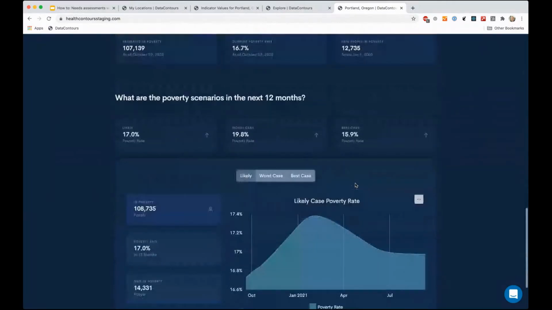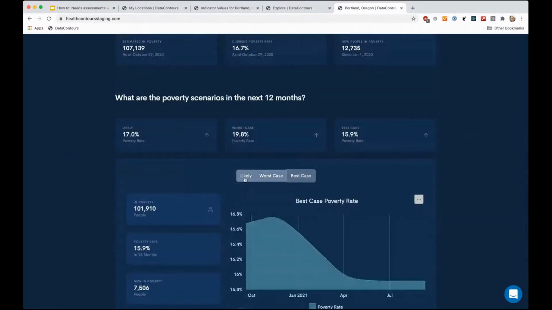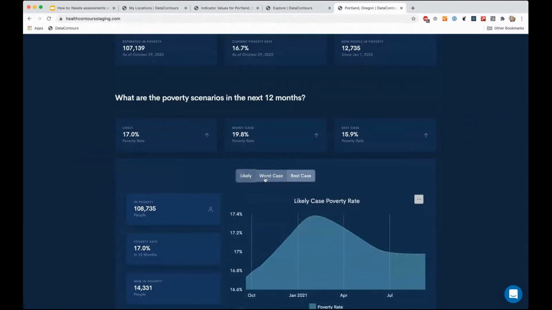The real question is going to be, what's the degree? Is it going to be somewhere around likely? Is it going to be worst case? Or where between likely and worst case is it? Is maybe the better question at this point.